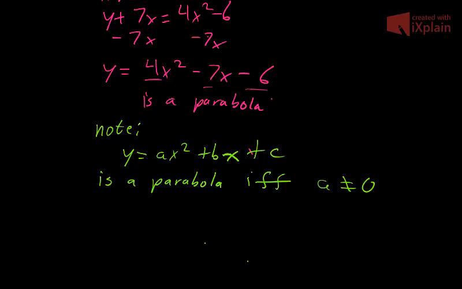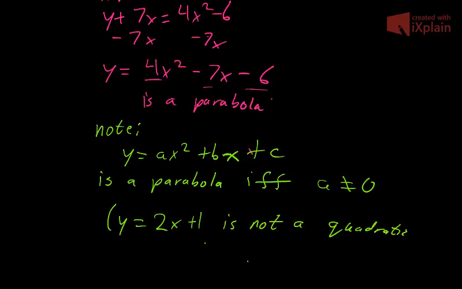What that means is that y equals 2x plus 1 is not a quadratic or parabola. And it's kind of obvious to see that when we look at this. It looks just like these straight lines we've done. And if it's a straight line, it's not going to be a quadratic for us. So we have to make sure that this number right here is not 0, and then we definitely have our parabola.